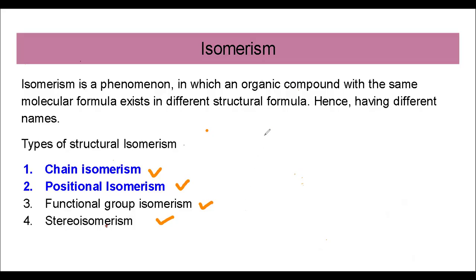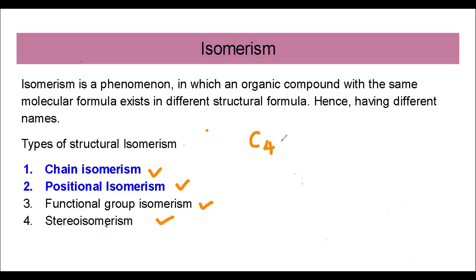Now, in chain isomerism, what makes the difference is the side branch of the organic compound. The side branch takes different positions, but you have in total equal amounts of carbon, equal amounts of hydrogen, equal amounts of oxygen, equal amounts of chlorine in the compound, depending on how many atoms it contains. Let's look at this example.